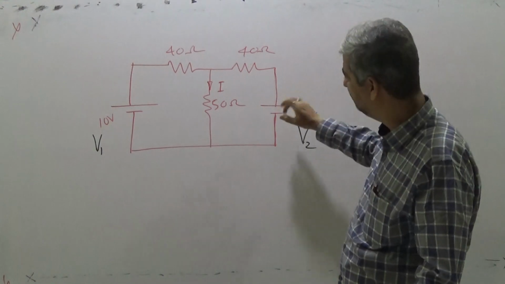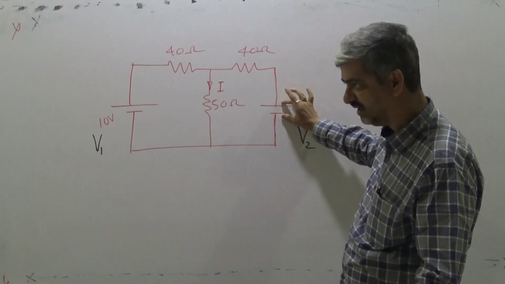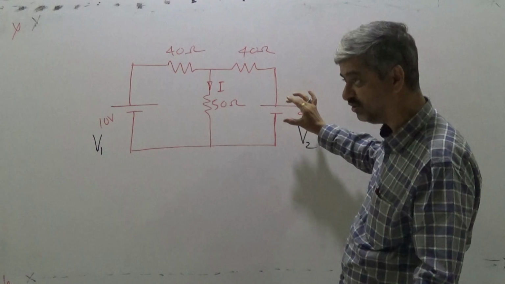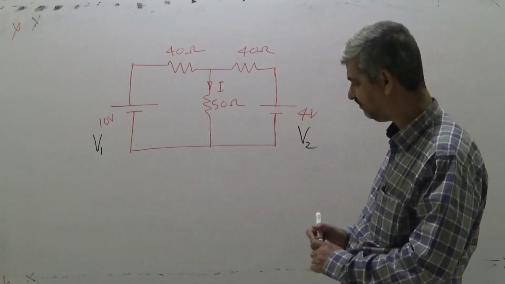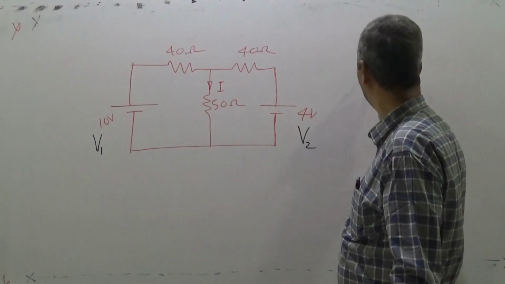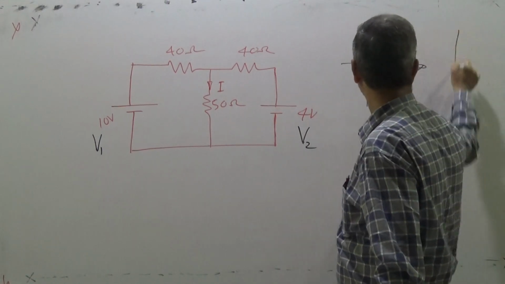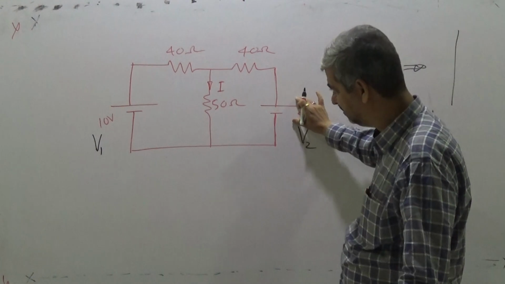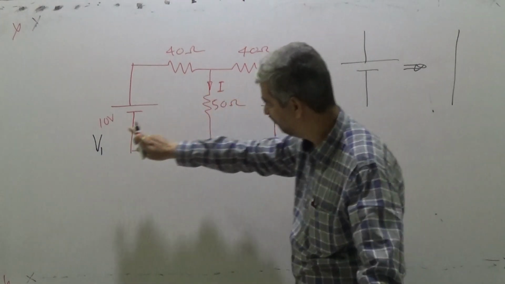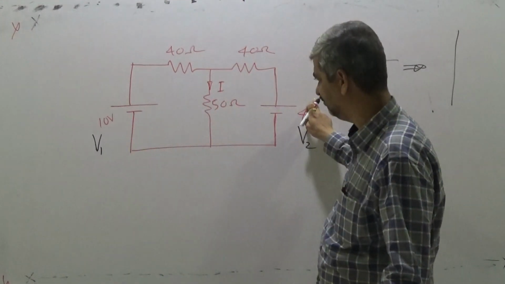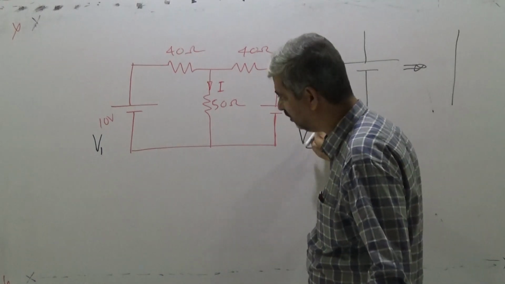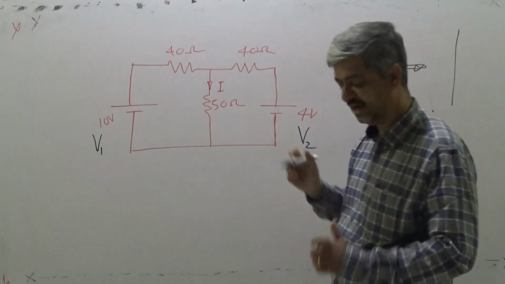As you reduce it, when the voltage source is 0, a 0 volt voltage source is a short. A 0 volt ideal voltage source is equivalent to a short. So if you short it, compute I1. Put 10 volts, short the other, compute I1. Have 4 volts, short this, compute I2.